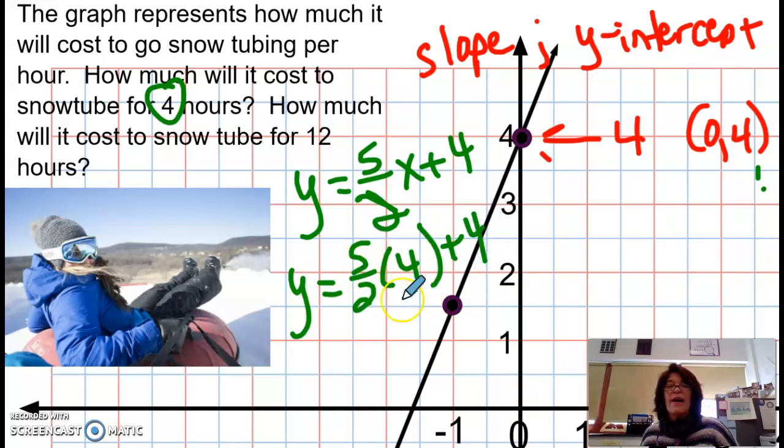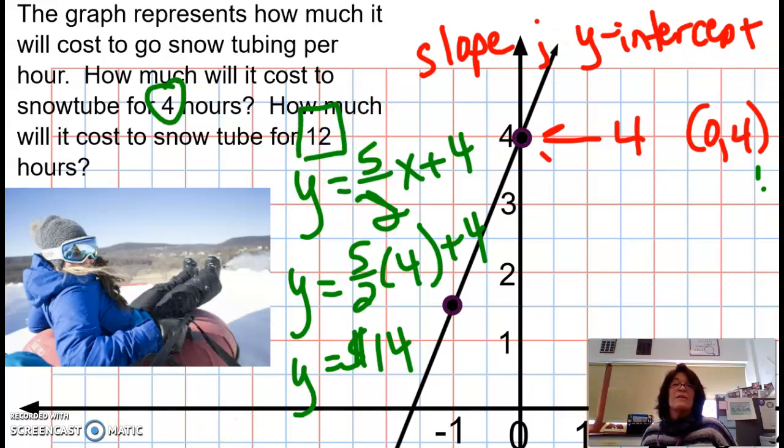Multiply it by 5 halves. What's that, 20 halves? So that's 10 plus 4, 14 bucks. You better bring 14 bucks along. You can snow tube for 4 hours. Well, someone wants to spend the entire day there. Wow. Not me. If it was a pool, I would, but not a mountain with snow on it.